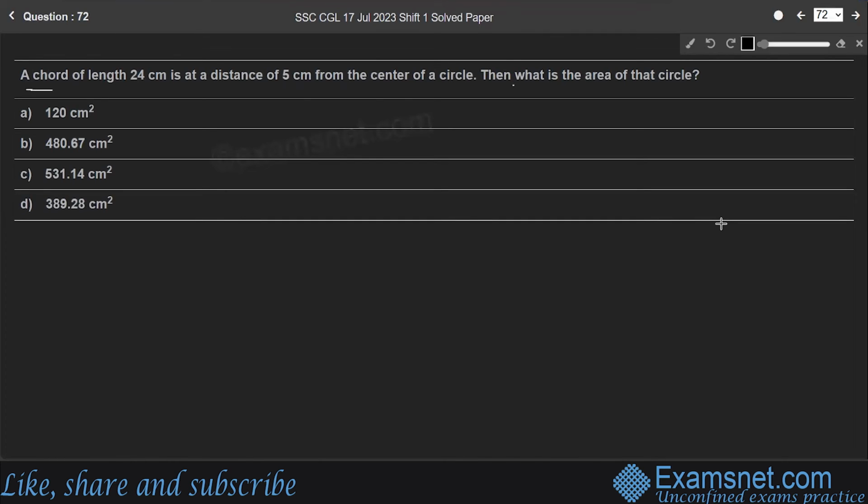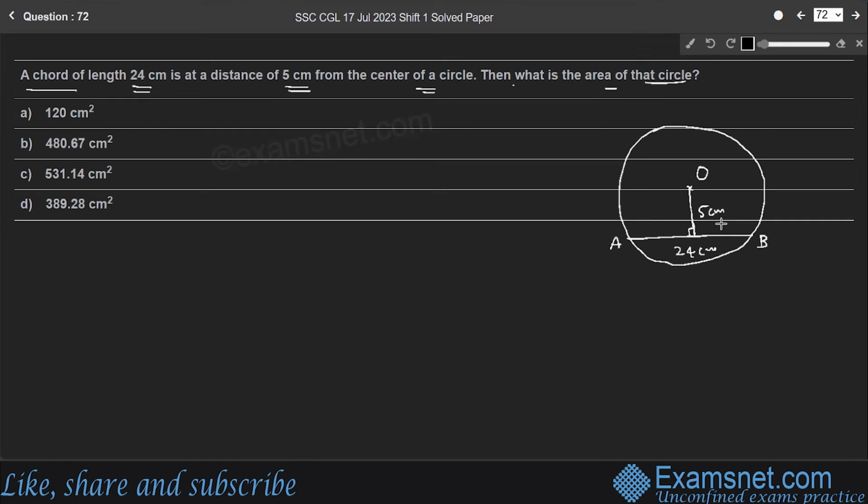Question 72. A chord of length 24 centimeter is at a distance of 5 centimeter from the center of the circle. What is the area of that circle? So consider a circle and a chord AB. Let us consider AB as a chord of the circle of length 24 centimeter. And this chord is at a distance of 5 centimeter from the center. Let us consider O as the center of the circle. So the distance from center to chord will be the perpendicular length from the center to the chord. So this will be the distance, which is 5 centimeter.